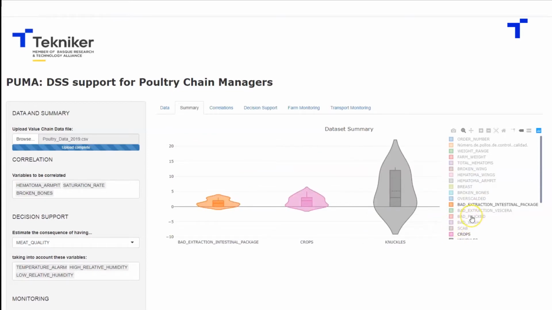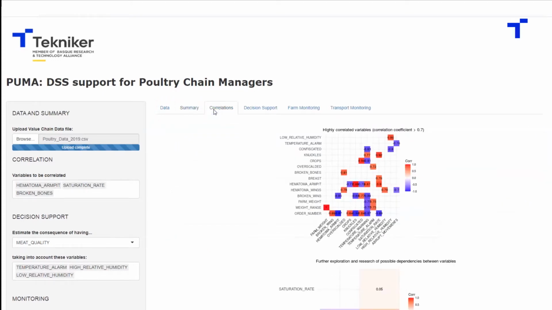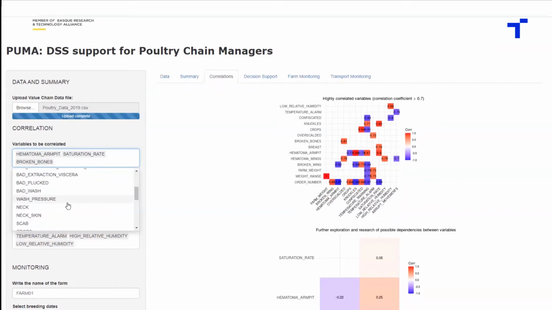PUMA displays the collected data and enables correlating the data, allowing the exploration and visualization of the correlation of the data, and showing relevant influences and impact on the quality aspects of the meat at the slaughterhouse. Initially, PUMA shows the variables that are strongly correlated. However, the user can select and remove the variables to be explored.